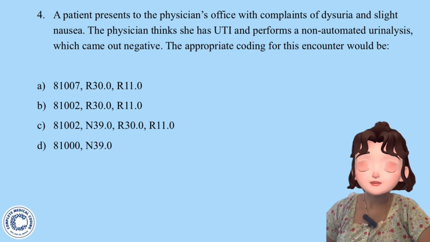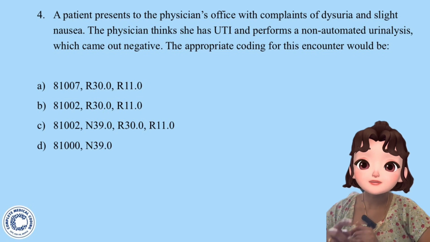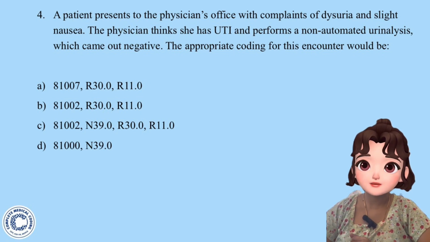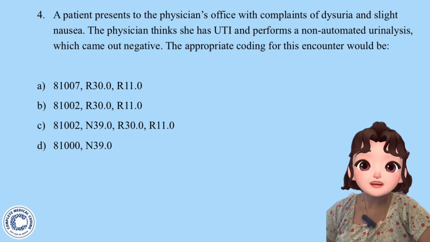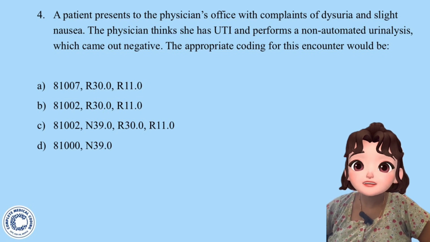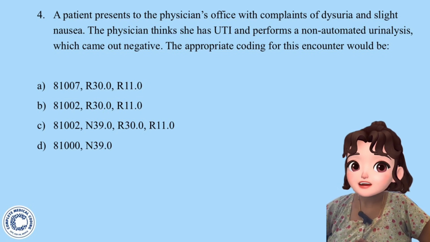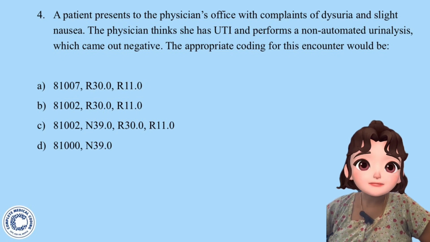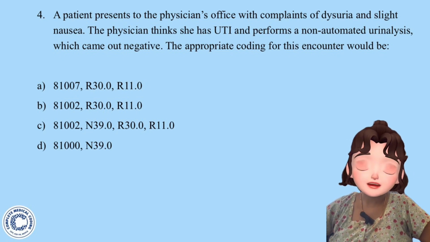Okay, which is in options B and C. Now you have to code for... You should not code for UTI because it is not a confirmed diagnosis. The physician was only thinking that the patient might be having UTI, but since the result came out negative, the patient doesn't have UTI. So you need to code the diagnosis as the complaints, which are dysuria and nausea.